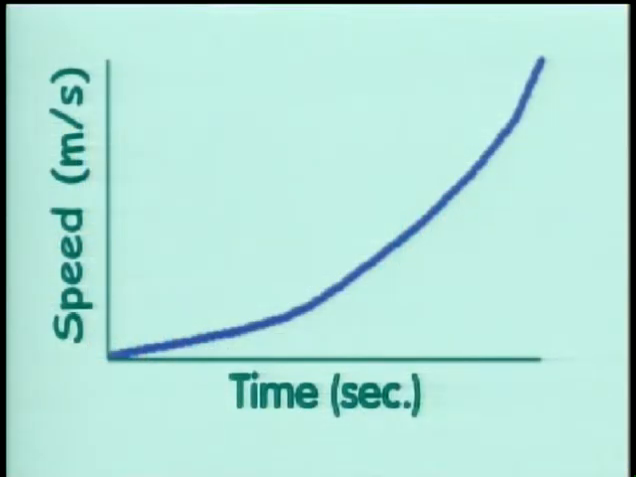We can also graph the acceleration of the snowboarder with speed on the left axis and time on the bottom axis. Notice how the line rises.